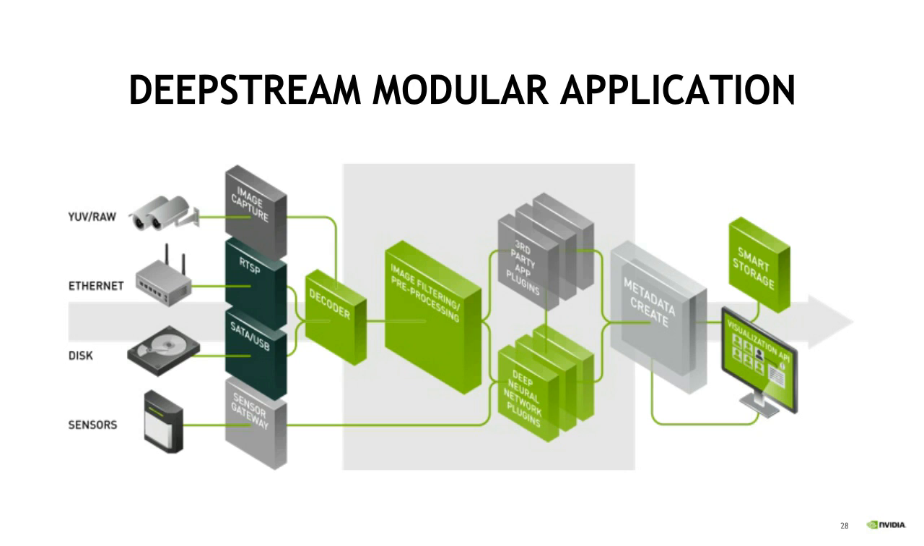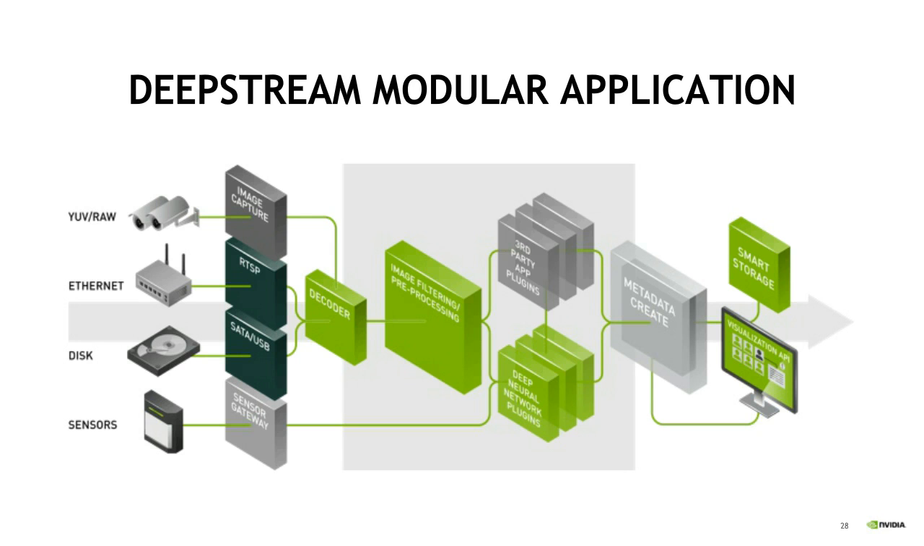Next, we talked about the decoder, but additional image filtering and pre-processing can be added as a plugin for things like dewarping fisheye lenses or noise filters. Along with the included plugins for inferencing, support for third-party plugins is available to handle the growing ecosystem of plugins being developed for various use cases.